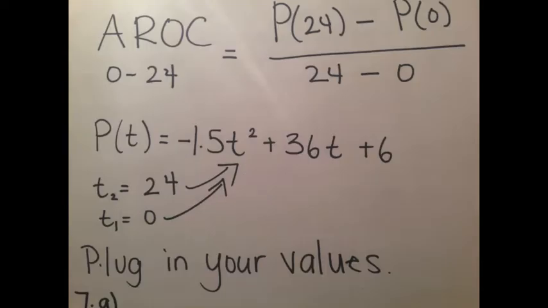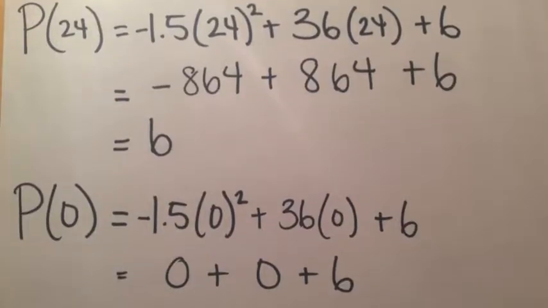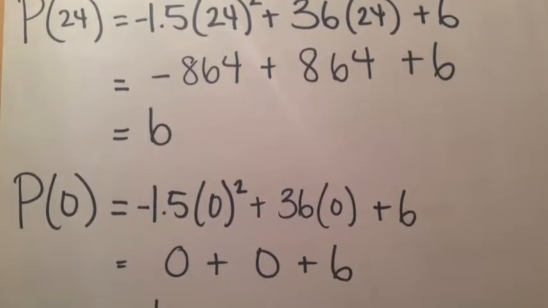First, you plug in your t values into your original equation. The equation P(t) equals negative 1.5t squared plus 36t plus 6. Let's start off with solving for P(24). You plug in 24 into your t value.